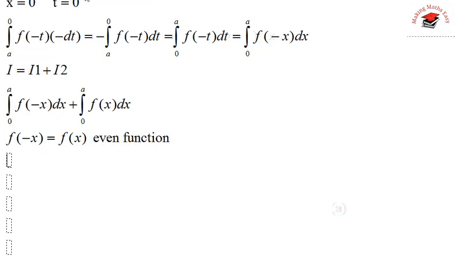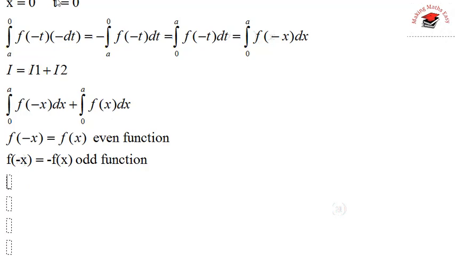Okay, and if f of minus x equals minus of f of x, then the function is said to be an odd function. Okay, if f of minus x is equal to minus of f of x, then it is an odd function. So these things you have to consider. So f of minus x can be replaced by f of x.